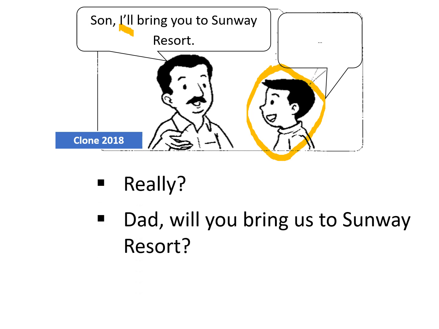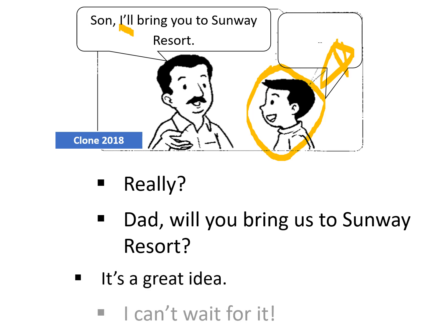"Really? That will bring us to Sunway Resort." As you can see, the box here is lower than the father's. So the second answer sounds like something is wrong. "It's a great idea. I can't wait for it." So, which are the correct answers in your opinion? Let's check. "I can't wait for it" means I'm waiting for it. "I can't wait to go." "It's a great idea." This is correct. Why is this wrong?